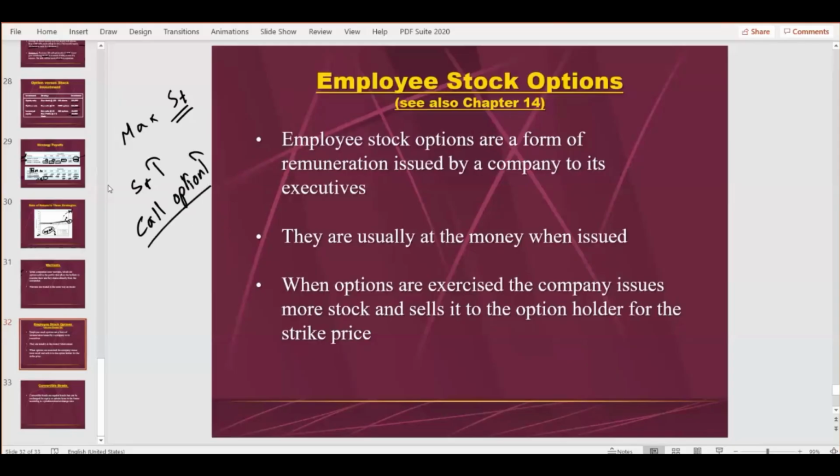So in this case, the executives of the corporation may have an incentive to do whatever it takes in order to increase and maximize shareholders' wealth, because a large part of their compensation is related to the stock performance. And most of the time, each corporation can grant those options to employees at different strike prices. Most of the time, they are issued at the money.